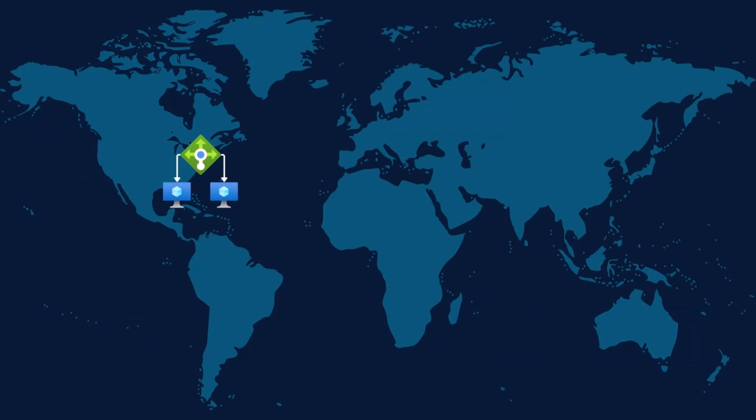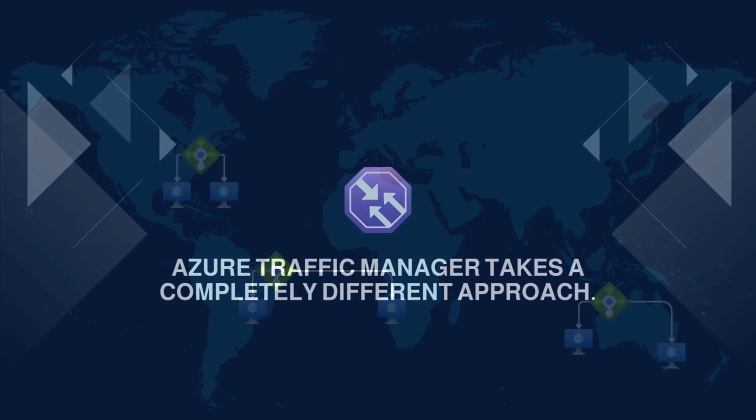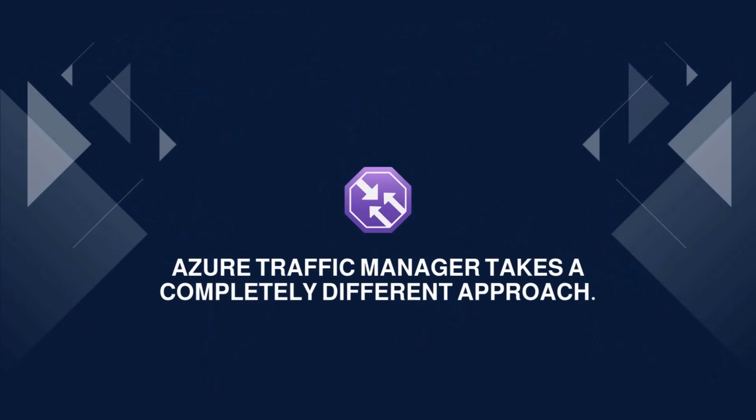In most cases, a load balancer lives inside a single region, but the standard SKU can balance across availability zones or even across paired regions. So it's not strictly limited to one data center anymore, but it's still mainly focused on keeping things stable and redundant within a region. Now, Traffic Manager takes a completely different approach.